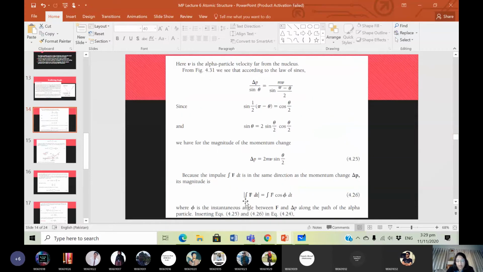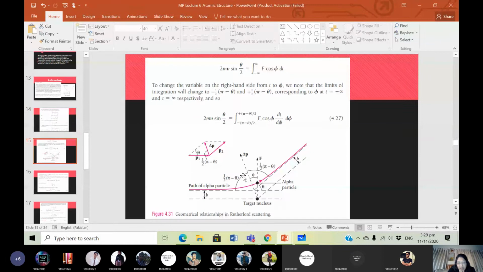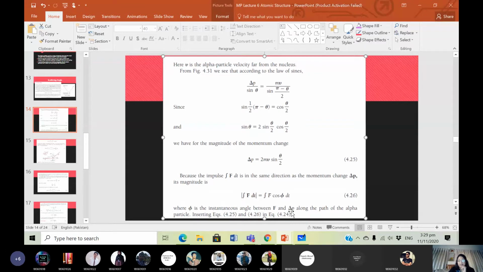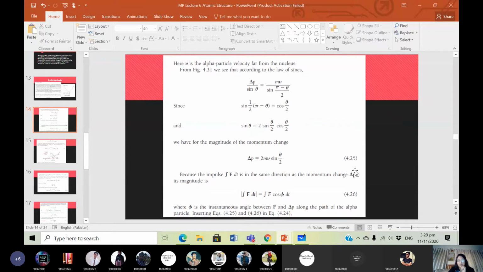So basically we have to use the magnitude of the integration of F dt, which is equal to the integration of F cos phi dt, where phi is the angle between the force and the change in the momentum. Because the impulse is in the same direction as the change in the momentum, F को हम cos phi से multiply करेंगे तो फिर ये same direction इसके direction हो जाएगा. So we have to multiply F with cos phi dt. So the impulse, where phi is the instantaneous angle between F and delta P along the path of the alpha particle.